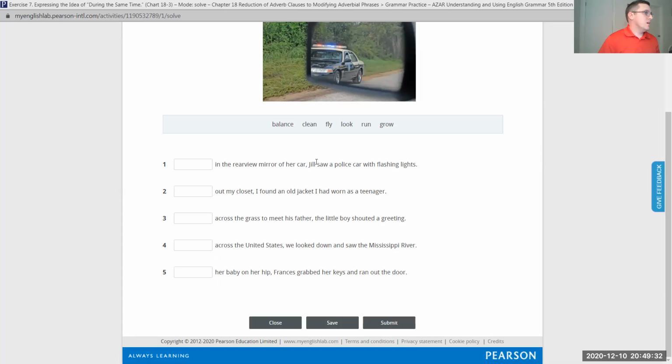Number one, "Jill saw a police car with flashing lights." What was happening? What was Jill doing when she saw that police car? In the rearview mirror of her car. And if you look at the verbs up here, it looks like "look." So the full phrase would be "while Jill was looking in the rearview mirror of her car." We can shorten that and just say, "Looking in the rearview mirror of her car, Jill saw a police car with flashing lights."